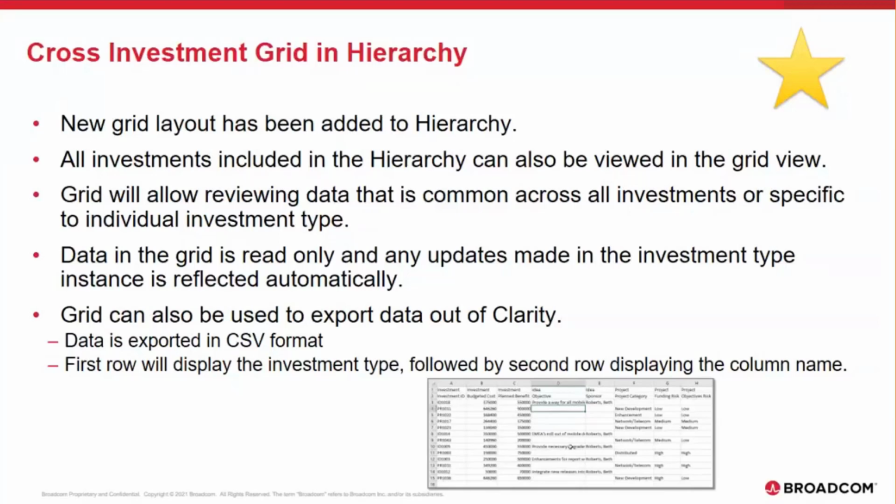The grid can also be used to export the data out of Clarity. So it has the common export to CSV option available, so that this data that I'm seeing from multiple investment types can be extracted out as a CSV file. When you do that, you will see that the very first row will list out which investment type the data is from. The second row will tell you the attributes from that specific investment, and then the rest of the data will be listed below that.